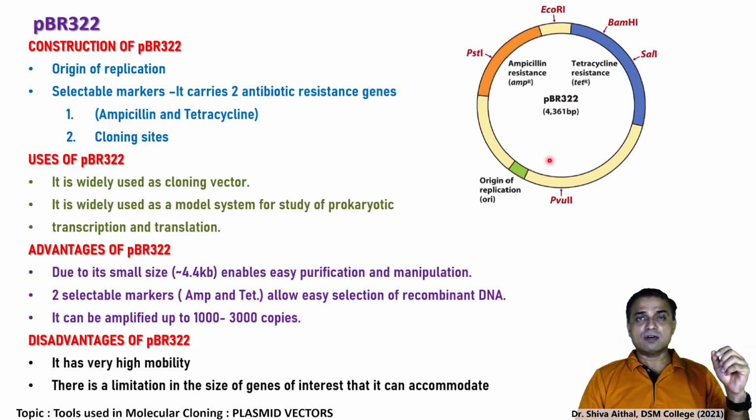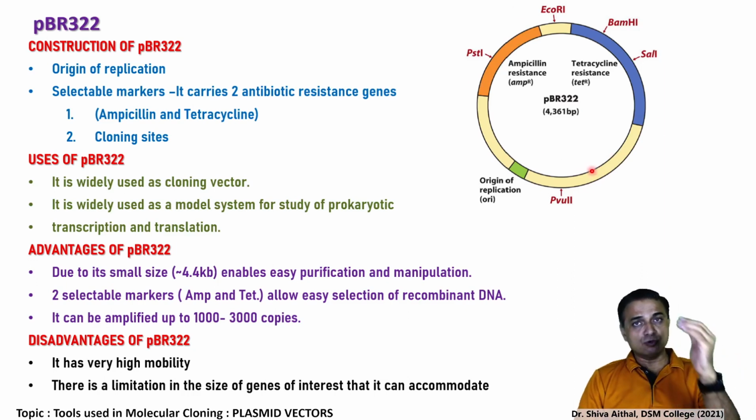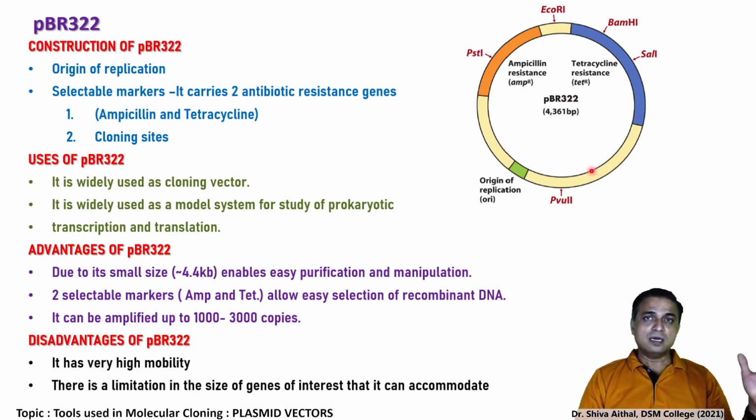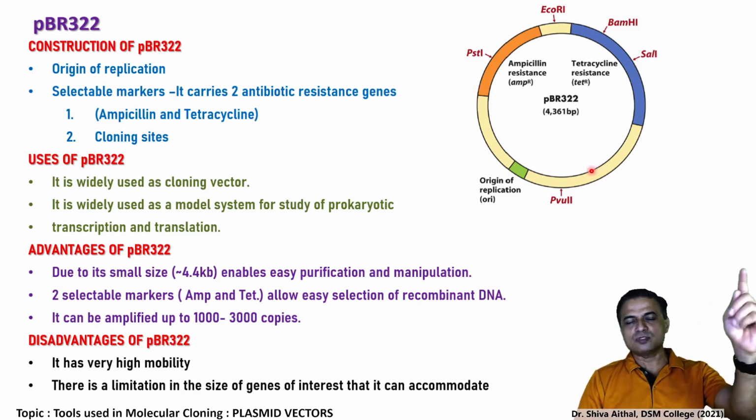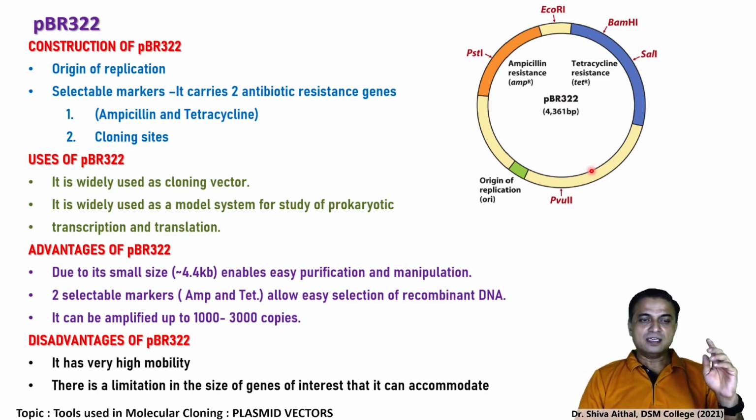There are certain disadvantages of this pBR322, due to which now it is not being used. But as I said, it is the granddaddy of all the plasmids, meaning it is this plasmid from where all the plasmids originated till date today. It has high mobility, meaning horizontal gene transfer, mobility is very fast, and there is a limitation.